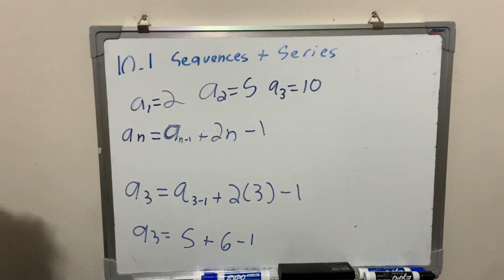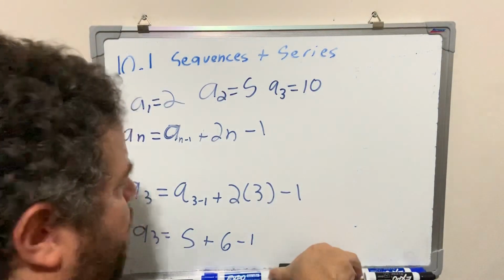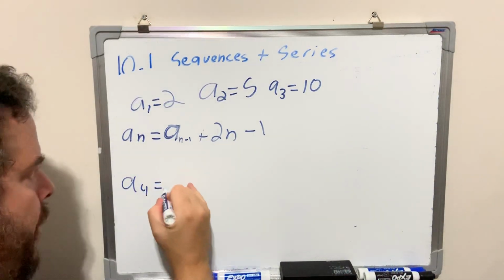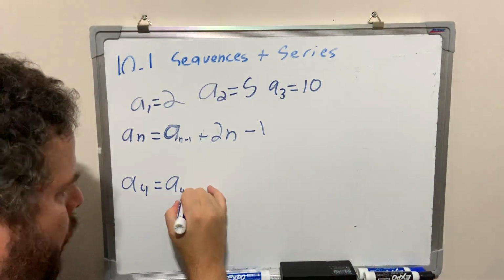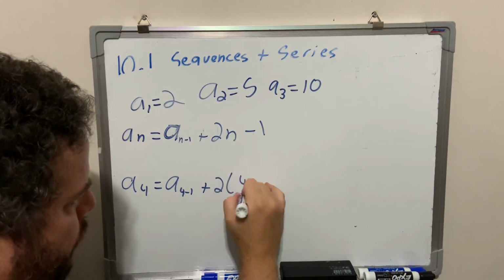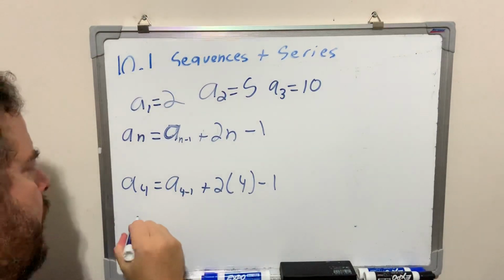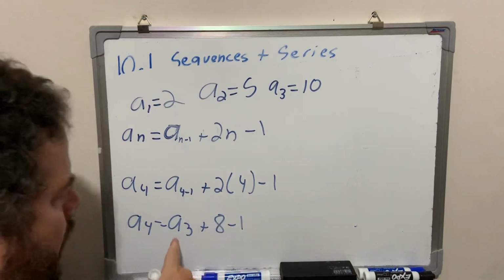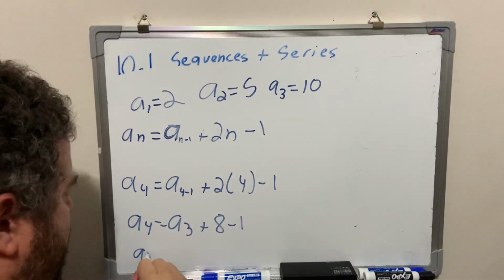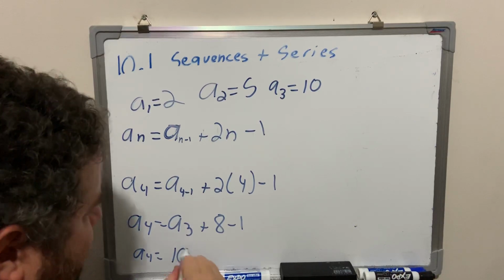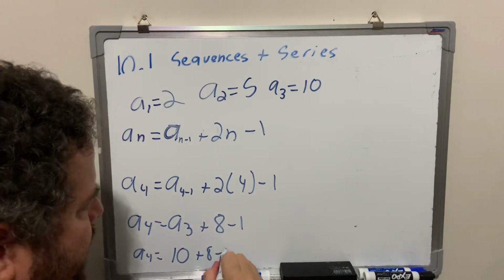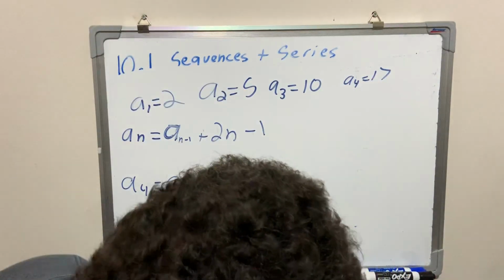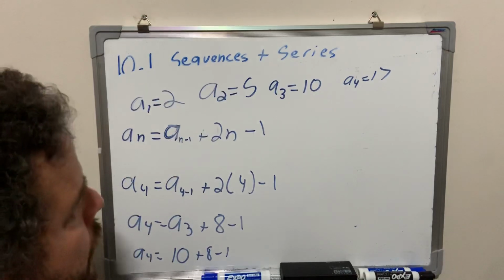I'm going to plug that into my equation to find my fourth term. A4 equals A4 minus 1 plus 2 to the 4 minus 1. Again, recursion kicks in. A3 is 10, so my fourth term is 10 plus 8, which is 18 minus 1. The fourth term equals 17. And that's pretty much it.